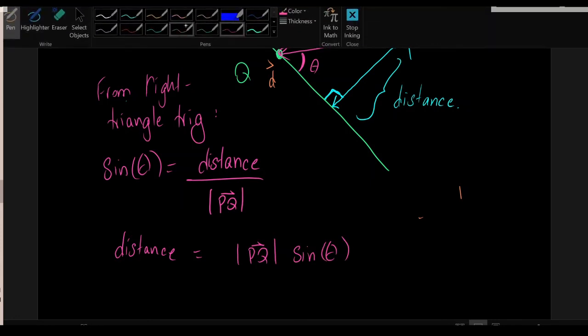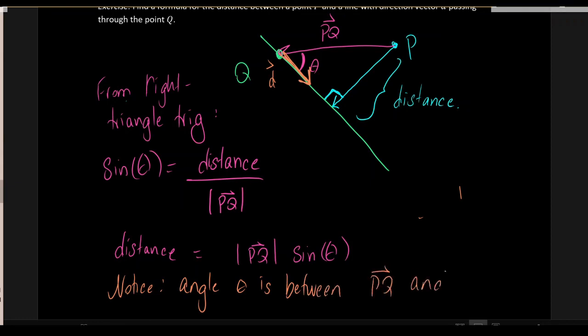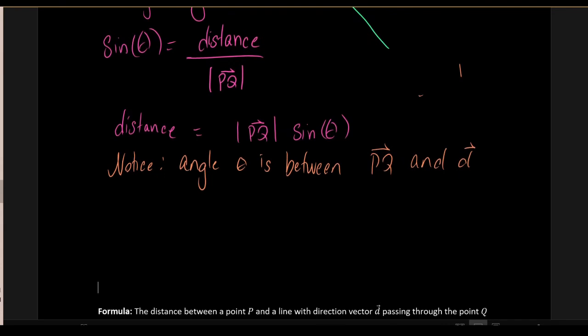Now looking back at this image, the angle theta is interesting because the angle theta is the angle between the vector PQ and the vector D. So we can use that formula from the cross product section of the course, which said that sine of theta times the length of the first vector and the length of the second vector was the same thing as the length of the cross product of those two vectors.